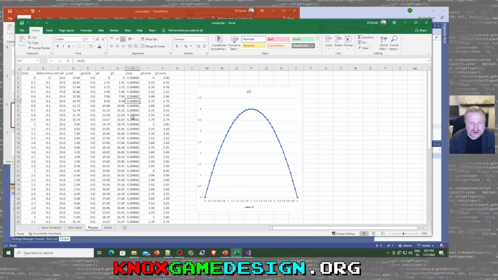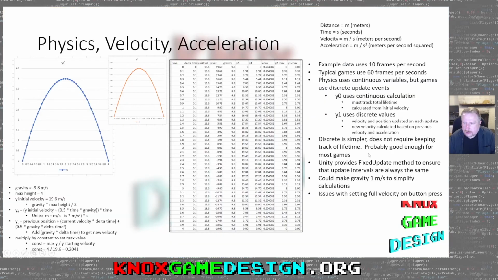And here's the conversion factor right here. This, like I said, just caps it out at 4. And you can see here y0 and y1, we get the exact same values. And that is using that factor, that 0.5 times acceleration times delta time squared right there. I believe that's what it was. Let's see here. Yeah, and I also mentioned that Unity provides a fixed update if you want your updates to be even, always the same amount of delta time between updates.